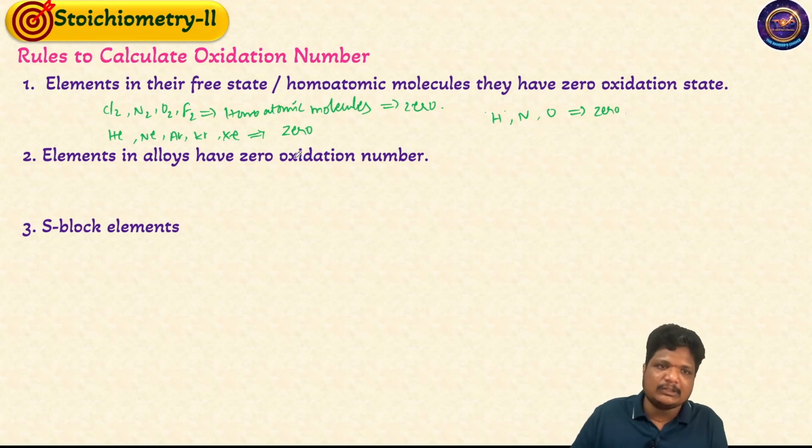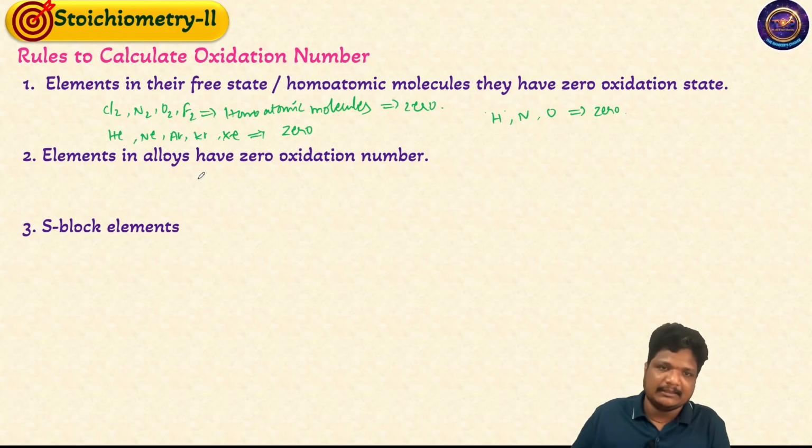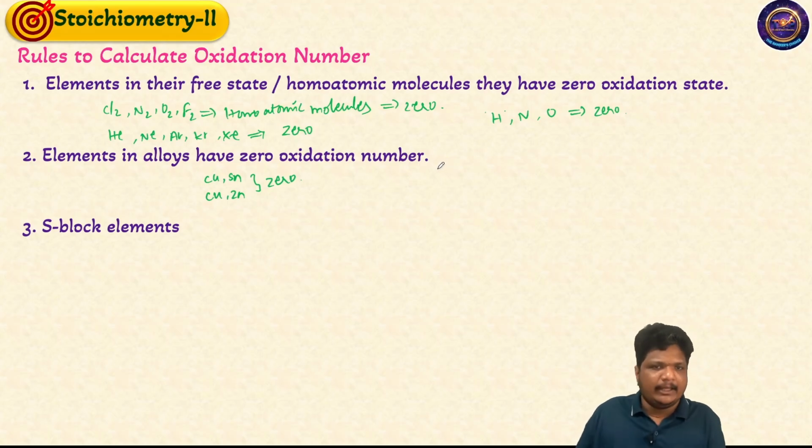Now coming to the second rule, elements in alloys have zero oxidation number. If you take bronze or brass, bronze is an alloy of copper and tin, and brass is copper and zinc. These all have a zero oxidation state in the alloy state. If you observe amalgams, zinc amalgam, sodium amalgam, these also have zero oxidation state.